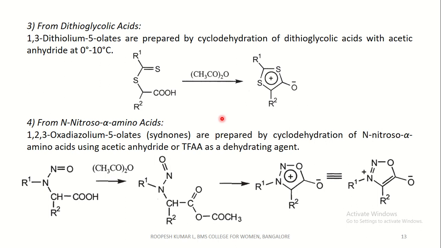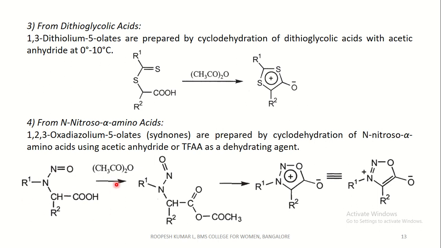Coming to the next one, from N-nitroso alpha amino acids, 1,2,3-oxadiazolium 5-olates, which is a sydnone, as I said before, are prepared by cyclodehydration of N-nitroso alpha amino acids using acetic anhydride or TFAA, trifluoroacetic anhydride, as a dehydrating agent. This is an N-nitroso alpha amino acid. N-nitroso is attached to the N of the amino acid, hence it is called N-nitroso amino acid.